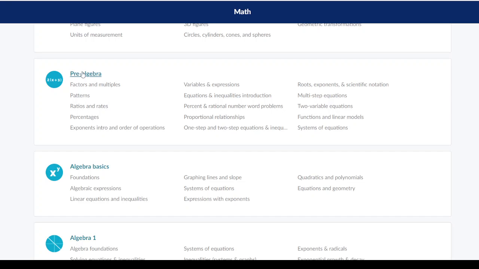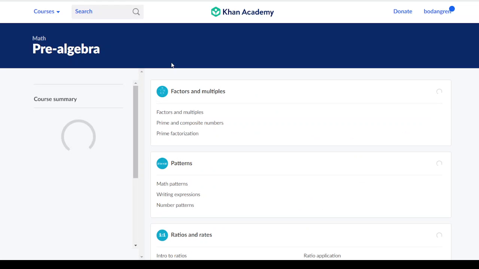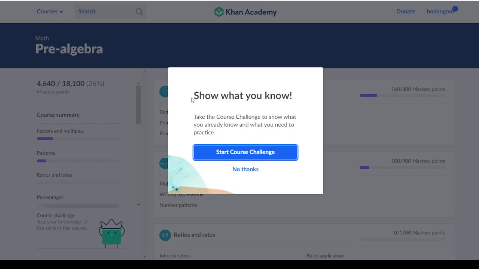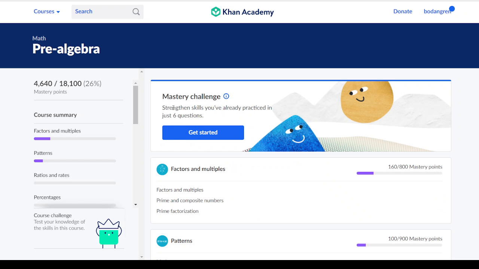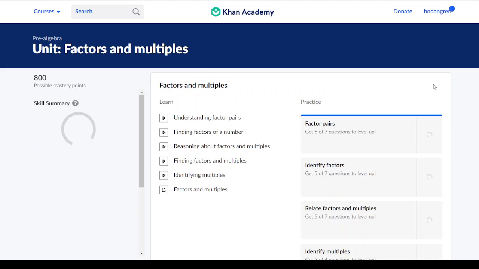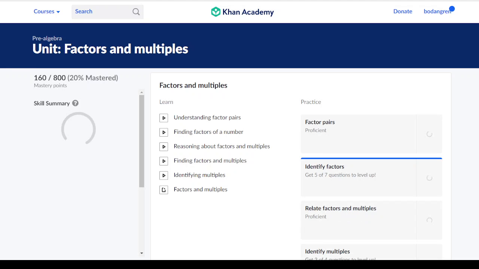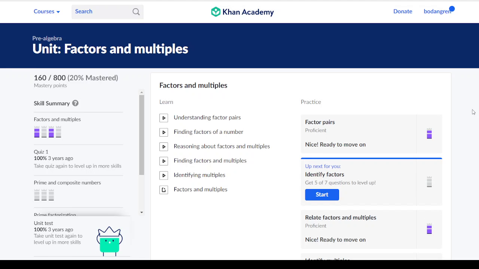Go ahead and click on where it says pre-algebra. The unit we're going to be working on today is factors and multiples. That's the first unit in pre-algebra, so I wanted to go ahead and work on that. We took that unit test yesterday and worked on some stuff. Most of you are looking okay, but I want to make sure that this is the thing that we absolutely have to have.